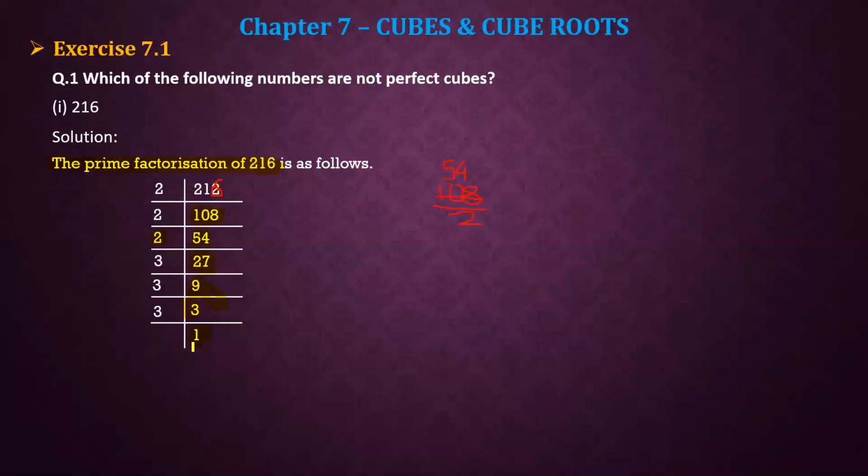Up to where we have to use this factorization method: until the remainder is 1. Now here the remainder is 1. So our prime factorization method is completed. Therefore we have to consider the prime factors now. The first prime factor is 2, second is 2, third is 2, then 3, 3 and 3.